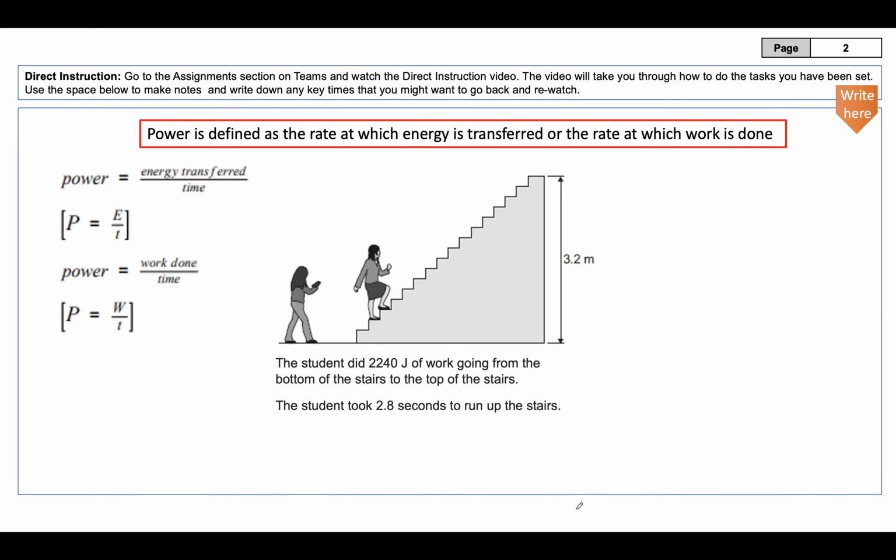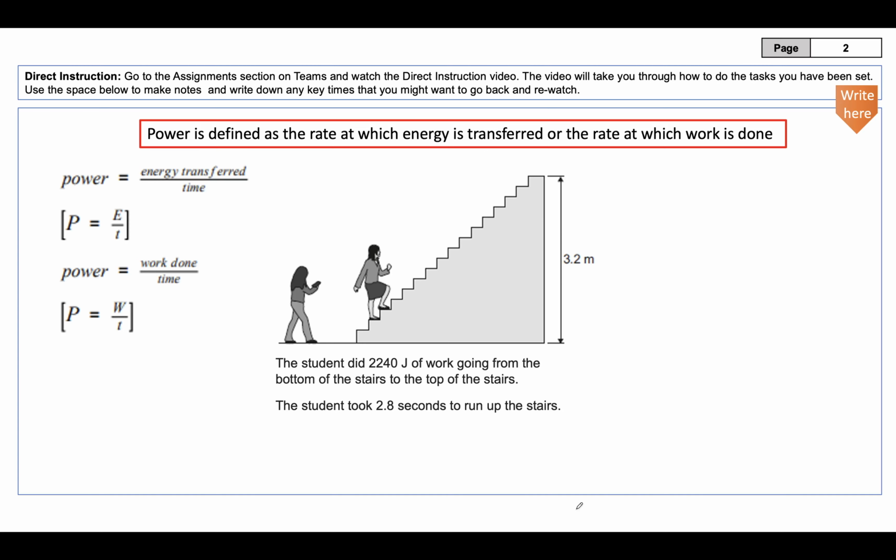Okay, so straight on with a direct instruction. We're going to introduce this concept of power. It's defined as the rate at which energy is transferred or the rate at which work is done. You might have seen the idea of power when you've looked at electrical appliances. That just tells you how much energy that electrical appliance uses every second. A typical kettle might use something like 2,000 or 2,500 watts. That's telling you that every second that kettle converts 2,500 joules from electrical into heat energy or sound energy.